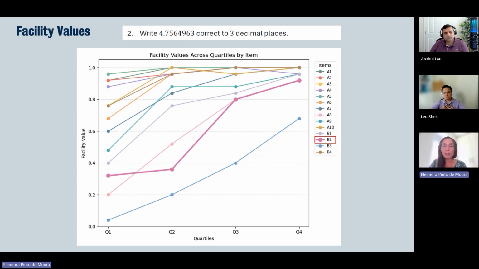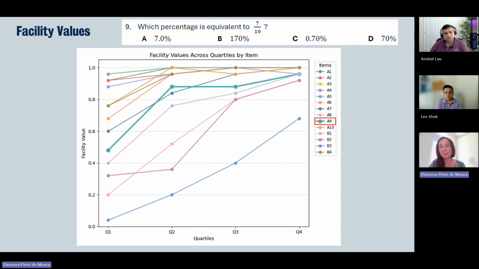And finally, we saw quite a few items with a similar pattern as item A9 here in green, where you can see a sharp increase from the first to second quartile, and then it levels off. So these items were good at discriminating the students who were at the bottom 25th part of our students.